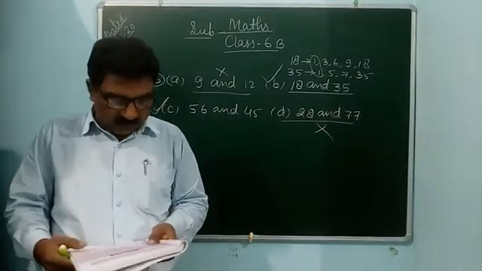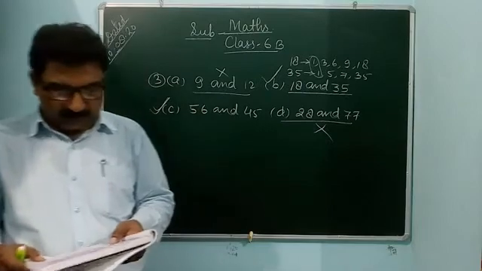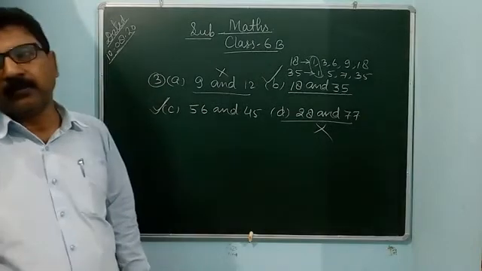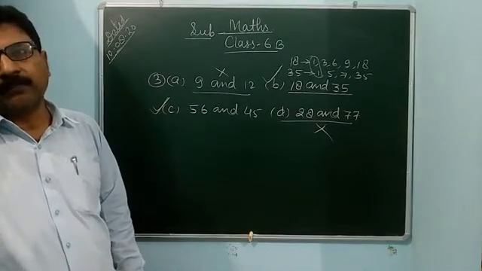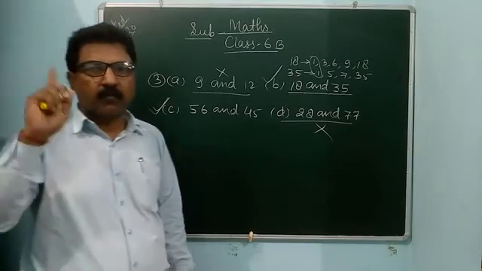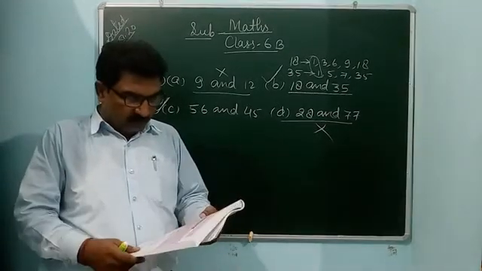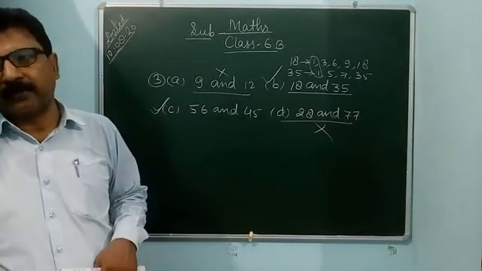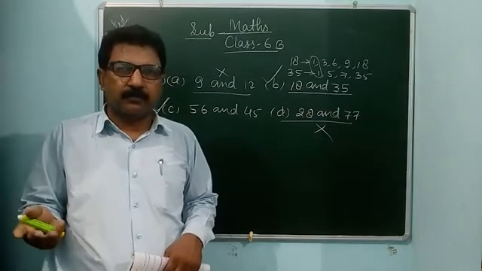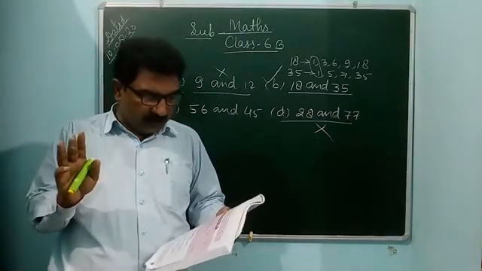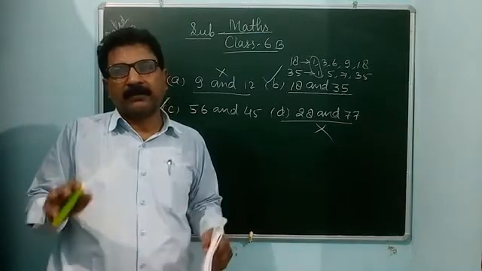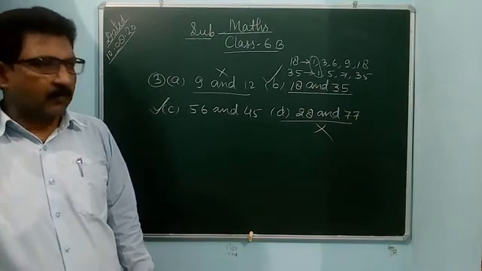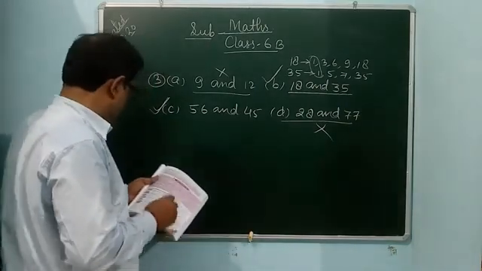Question 4. Which of the following is a pair of twin primes? Twin primes means the difference between the prime numbers is 2, like 5 and 7, or 59 and 61. So for twin prime numbers, the difference between the primes must be 2. This is how you can do question 4.